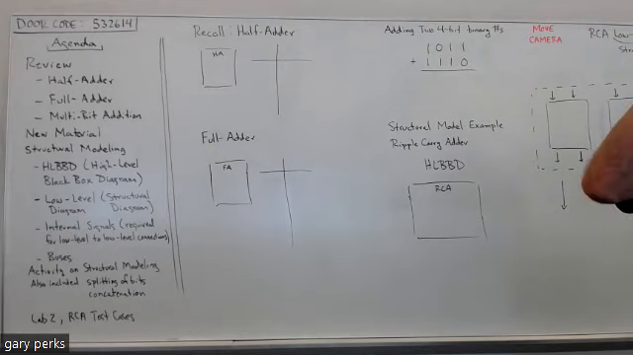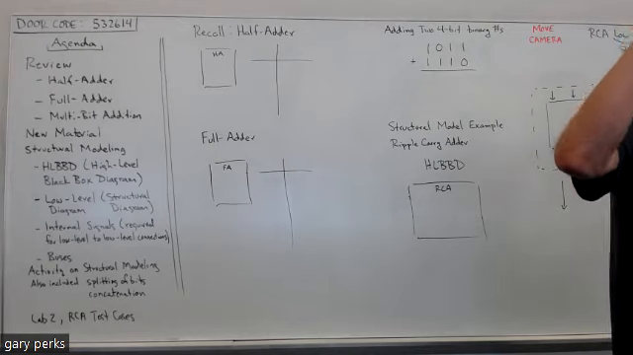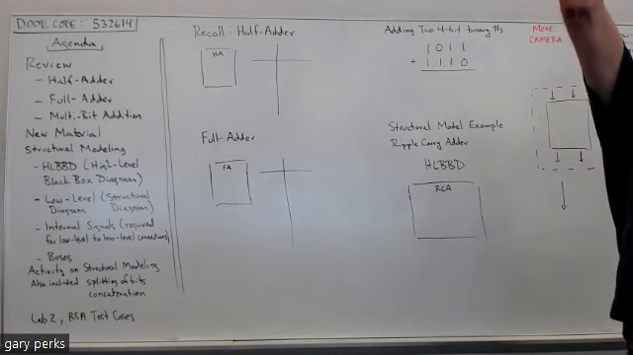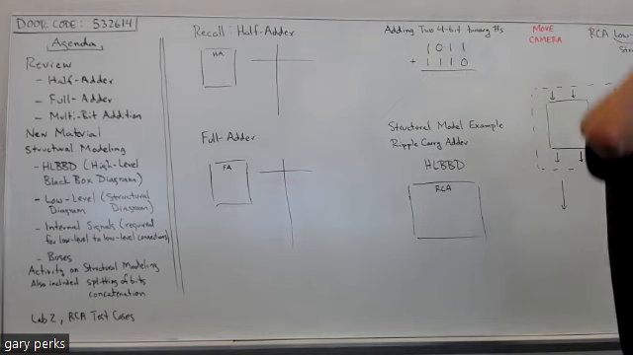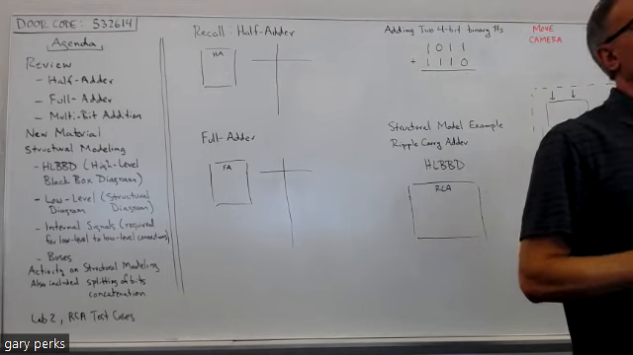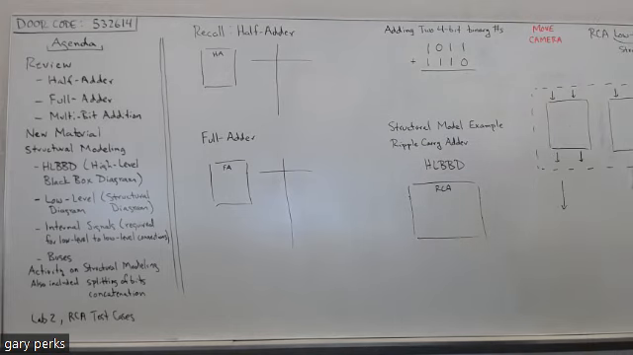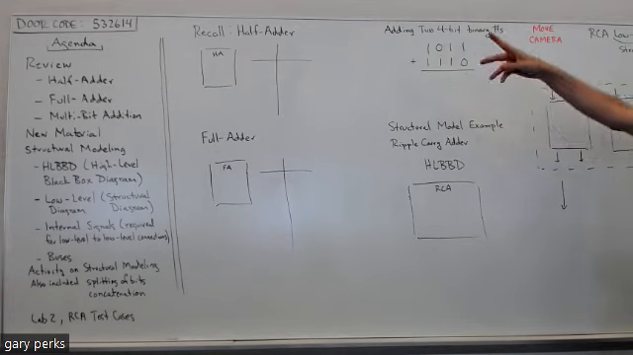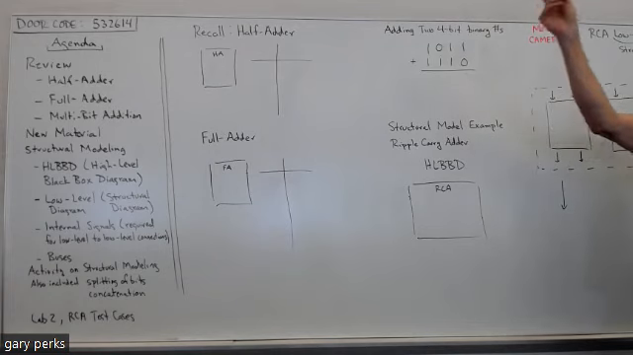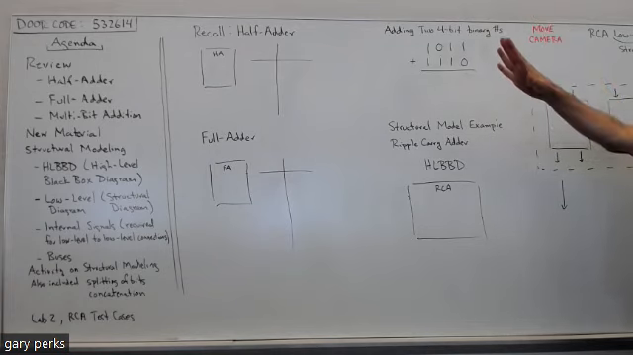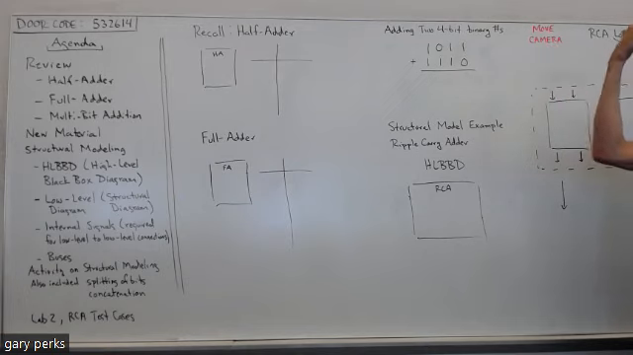So how many people have a half adder and full adder simulating correctly? Okay, quite a few. That would be the first thing to do today. If you don't have a half adder and a full adder simulating correctly, you would want to do that before you start with the structural modeling that I'm going to go over. As you can see from the agenda, first I just want to review the half adder and full adder, go over some of the things we covered last time, and then we'll go into the new material on structural modeling.